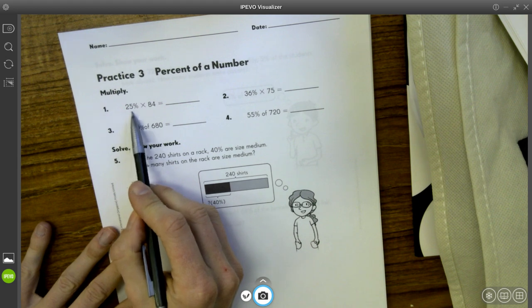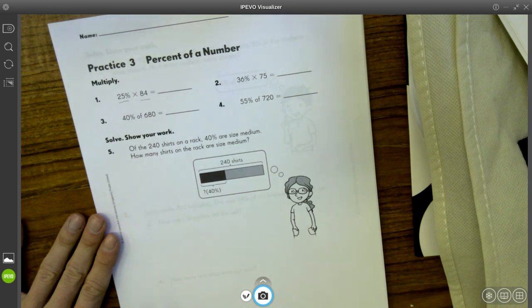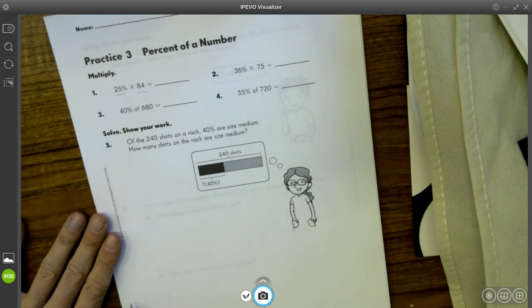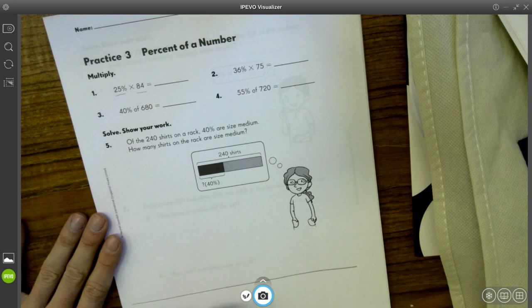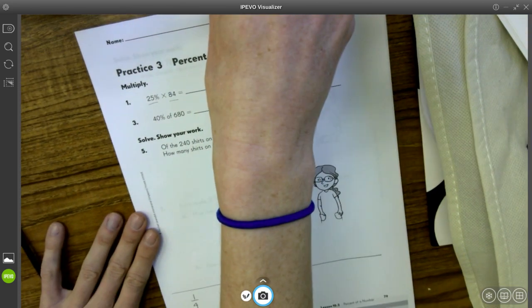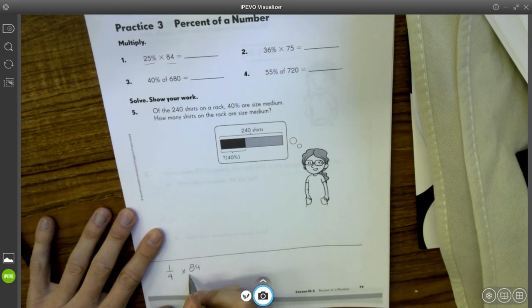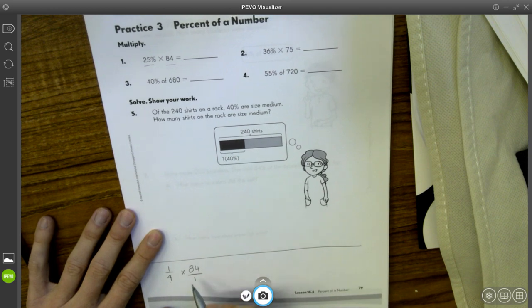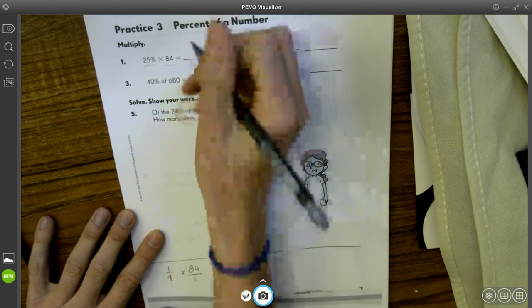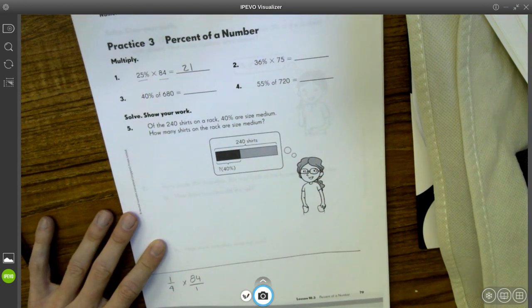So we're trying to find 25% of 84. You're probably going to need some more workspace here. I know that 25% is 1/4, so this is 1/4 of 84 over 1. And I know that really I can divide 84 by 4 and get 1/4. 8 divided by 4 is 2. 4 divided by 4 is 1. So 25% of 84 is 21.